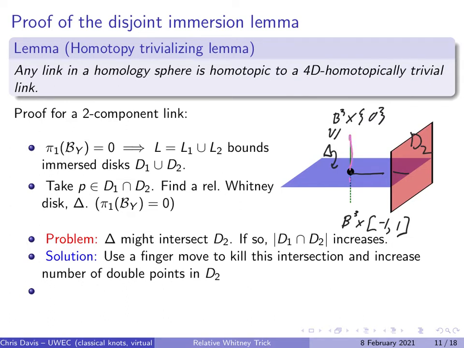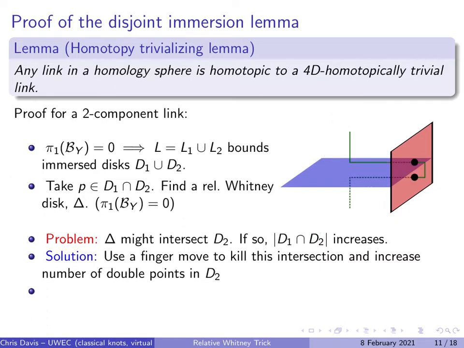This green piece you should trace through. I guess it's pink now. So I'm going to use this little arc, which I didn't name, to change what B3 looks like. And here exactly is what I'll do. I'll just push it over that arc. You'll notice this creates 2 new points of intersection between D2 and itself. There are 2 new double points in D2. But remember, I'm just trying to find disjoint immersed disks. I'm fine with increasing the number of double points.